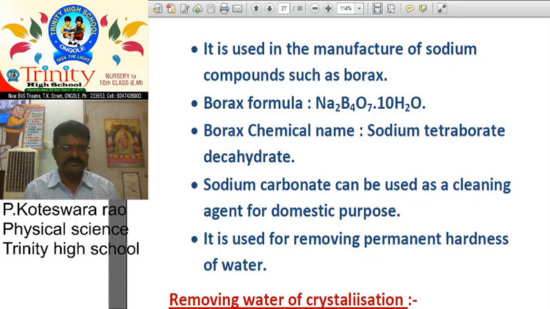Okay, my dear students, all of you understood about washing soda. Do you know that both borax and sodium carbonate consist of 10 water molecules? If any salt consists of water molecules, is it dry or wet? Your simple answer is wet.